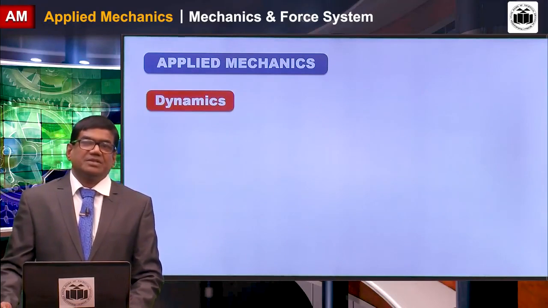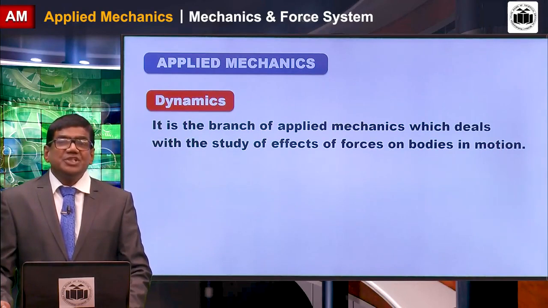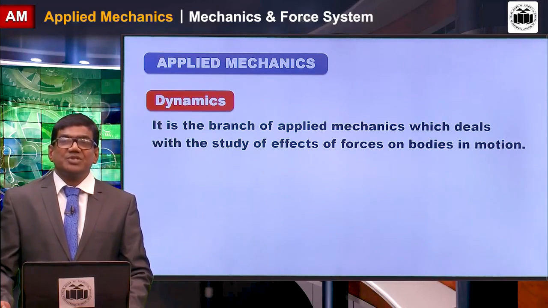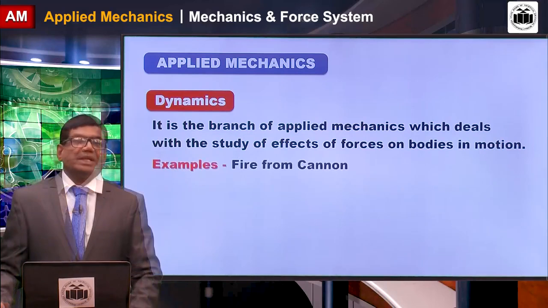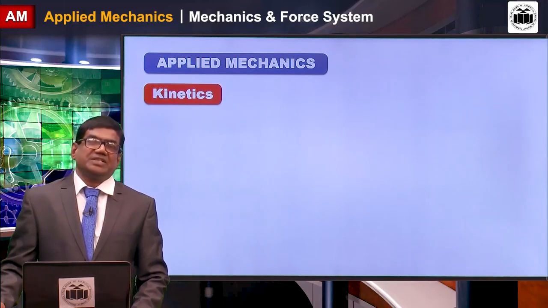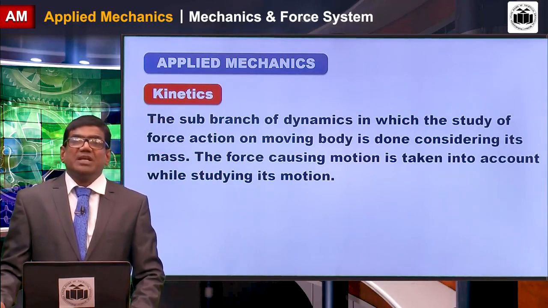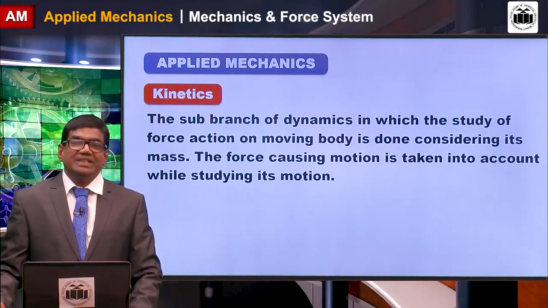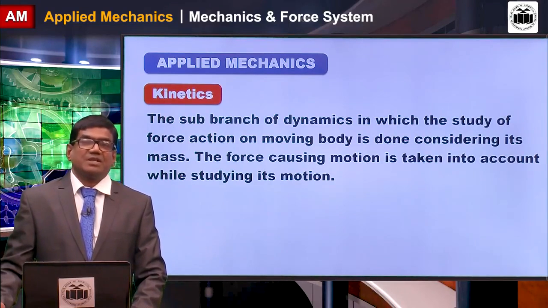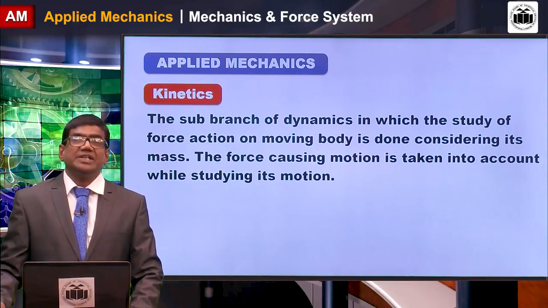Now dynamics. It is the branch of applied mechanics which deals with the study of effects of forces on bodies in motion. Example, fire from a cannon or a vehicle moving on a road. Kinetics, the sub-branch of dynamics in which the study of force action on a moving body is done considering its mass. The force causing motion is taken into account while studying its motion.